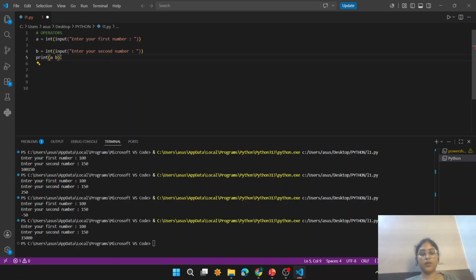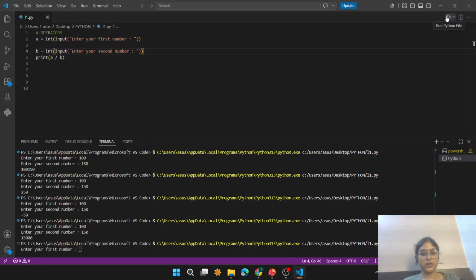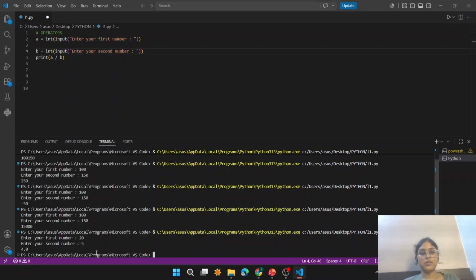Now, if I want to divide, for dividing we have been using this symbol in mathematics, but it has a different meaning in the Python language. For division, you have to use this symbol. This is used for division, and let's see what happens. I'm using 25. Let's see the answer.